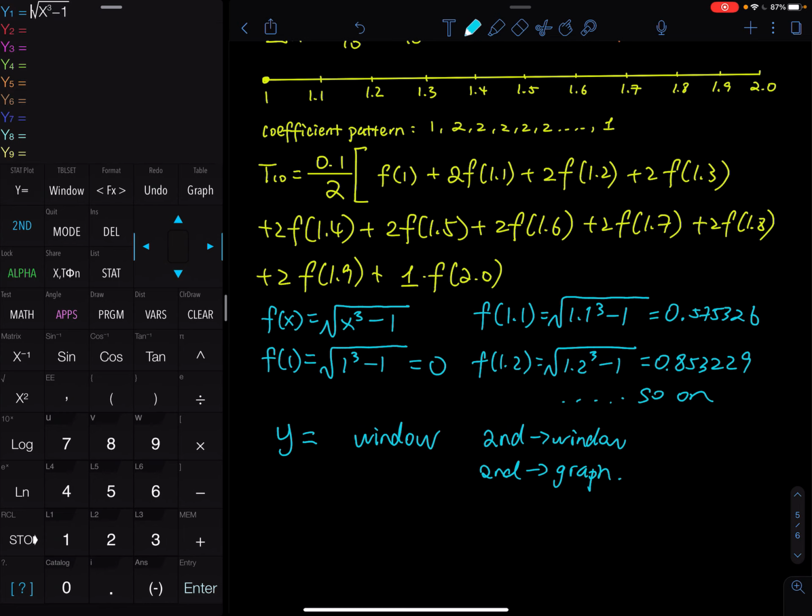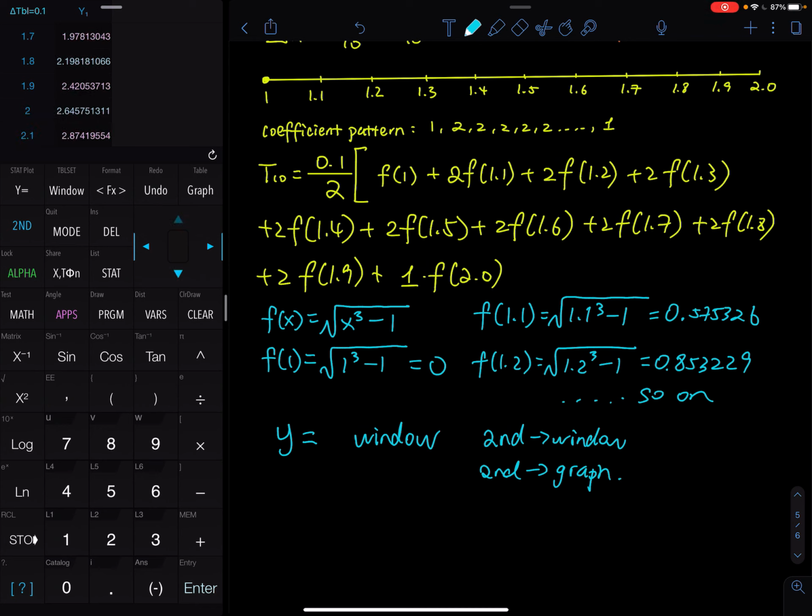So we have y equal, you input the function first, and then you go to second, window, the table setup, and then you enter where you want to start. The table starts at 1, and the increment is 0.1. Do not touch the rest of the stuff. Then you go to second and hit the graph key, and you see all the table values in there. How do you get the rest of the table values? Just hit the down arrow, and you will see all the table values.